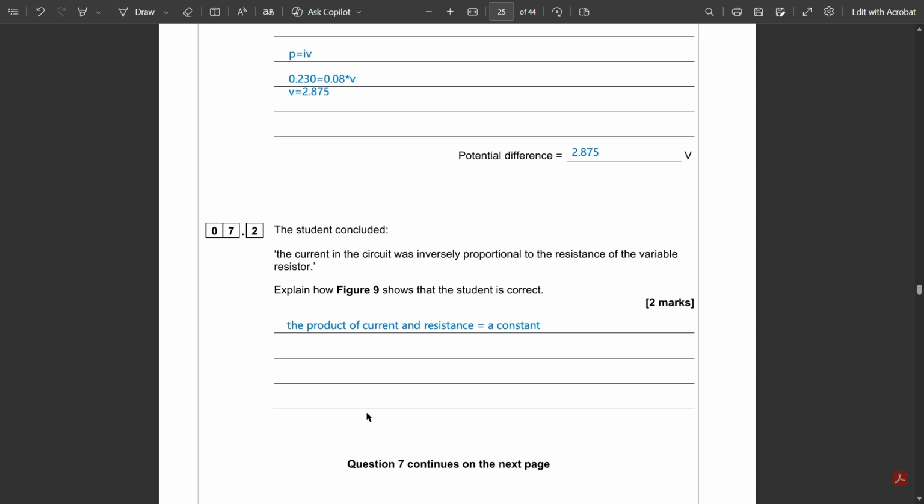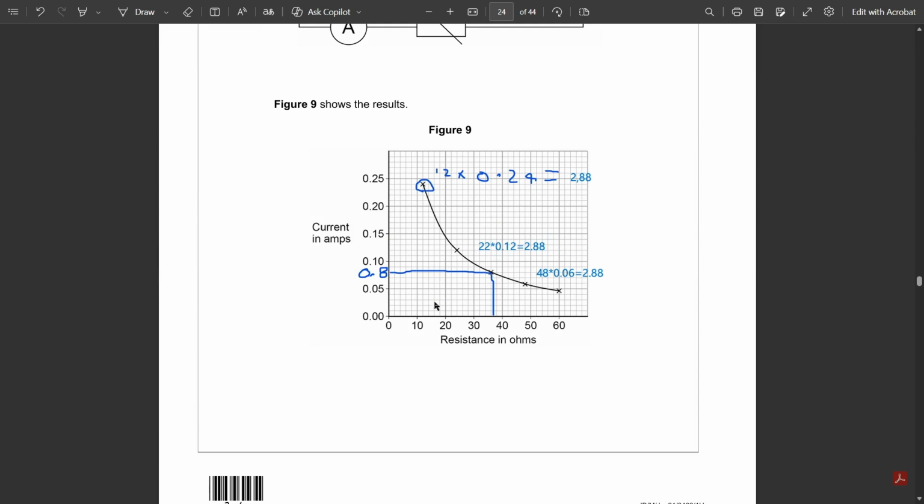Well, if you're any good at maths, you'll know that things being inversely proportional means that in this case, the current would be equal to K over the resistance, or more commonly, how it works in physics, K, the resistance times the current is always equal to K. And what I've done here is I've just done it for a couple of the points. It's always equal to 2.88.